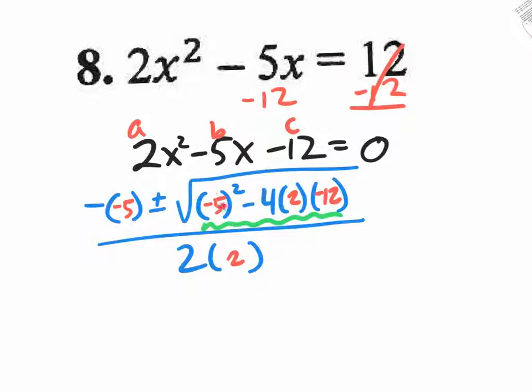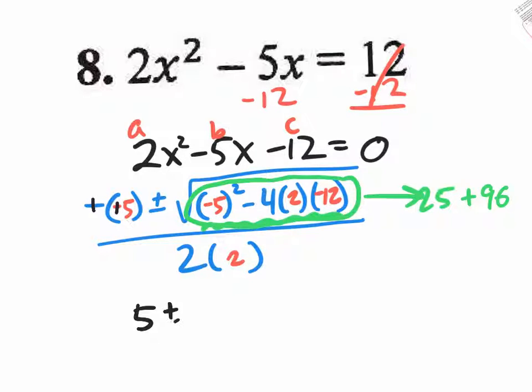When I do negative 5 squared, what do I get? I get 25. Negative 5 times negative 5 is 25. And then when I go 4 times 2, that's 8. Or how about this? Negative 4 times 2, that's negative 8. And negative 8 times negative 12 is a positive 96. So we end up with a positive 96. So what is that discriminant value? What is 25 plus 96? That's 121. So ladies and gentlemen, we really have a positive 5 plus or minus the square root of 121 divided by 2 times 2, which is 4.